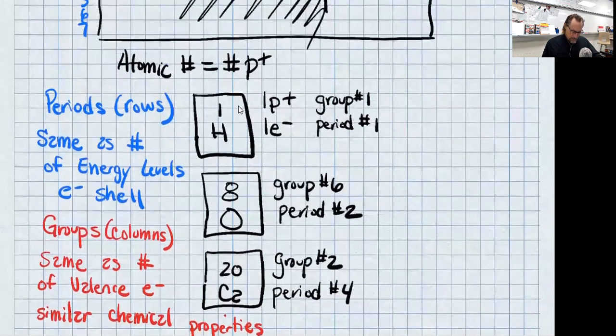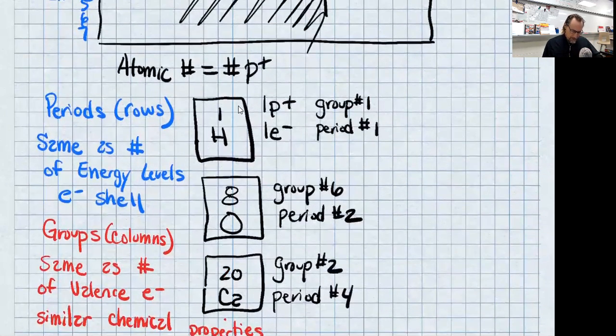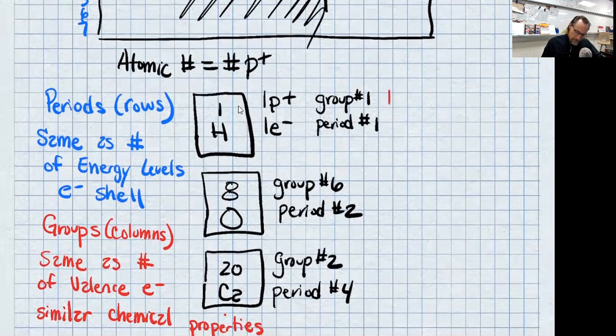So let's go back and look at our examples. So if I look back at hydrogen, it was in group 1. So that means it's going to have 1 valence electron. And it's going to have 1 energy level.